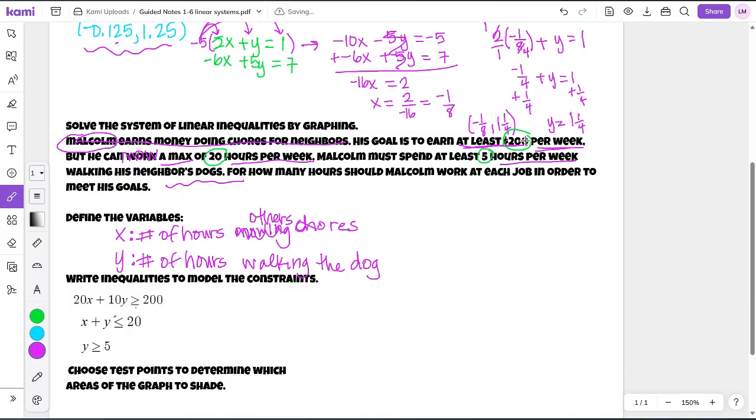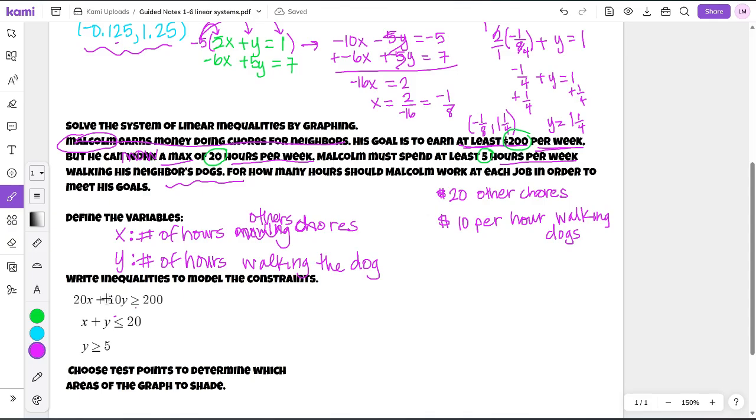So $200 per week is what he wants to earn, right? So let's see. There's a picture that didn't come off on here. He gets $20 an hour for other chores, like mowing, cleaning windows, several chores. And he gets $10 per hour walking the dogs. All right, so that's on a picture that didn't come off on this. That's additional information that you need.